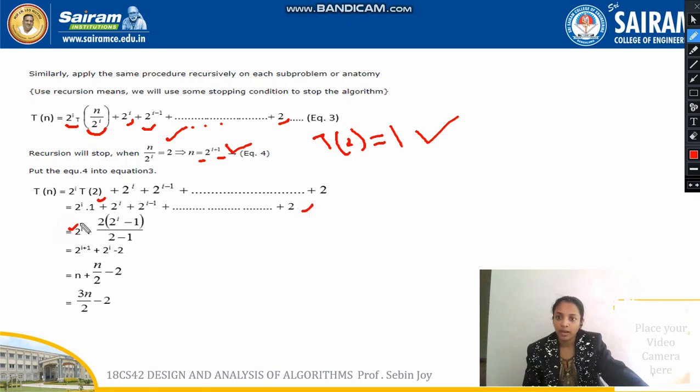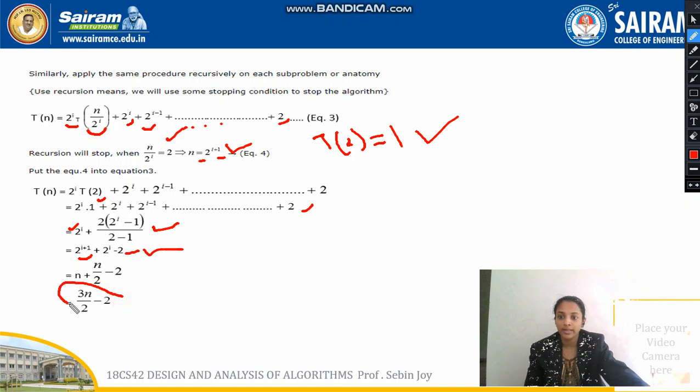Now I am taking 2 power i outside, and here you can see 2 power i plus 2 power i minus 1 up to 2 power 0, that is a GP, a geometric progression. You can substitute the values here: a into r power n minus a, by r minus 1. That is what you have written here. Now when you do this, you can write 2 power i plus 1 plus 2 power i minus 2. This we are substituting, I mean 2 into 2 power i minus 2. So this is what we are getting.